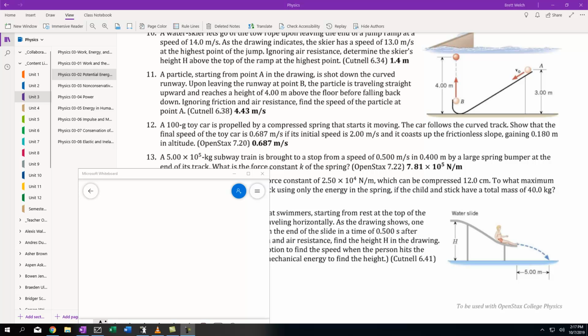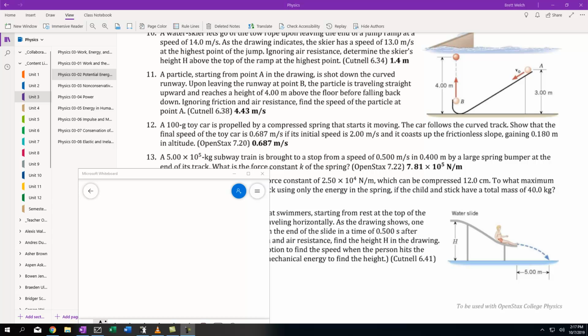Okay, so we're going to give you a little bit of help here on 3.2. Question number 11 is where we're going to start. You see there's a little diagram up to the right where it has the ball at point A rolling down a ramp, and then it curls at B and is shot vertically.